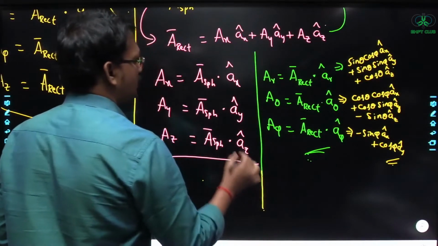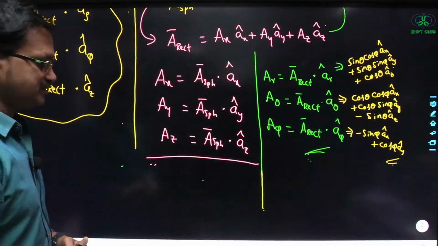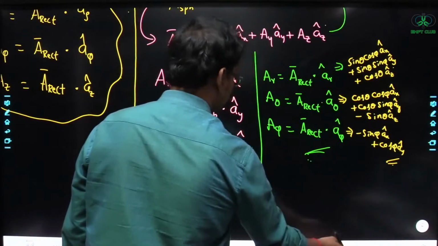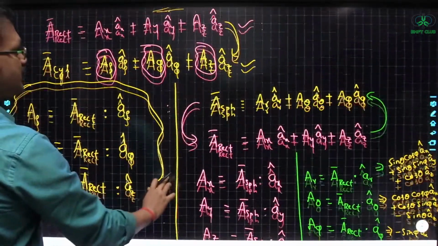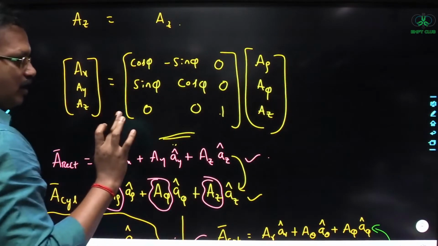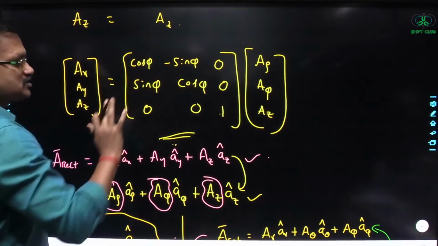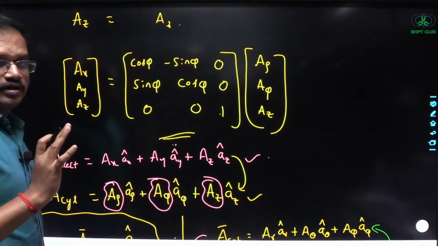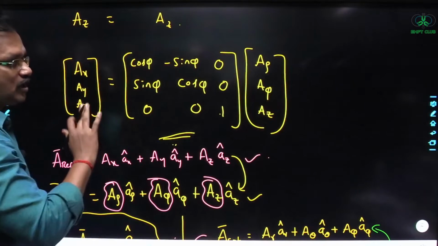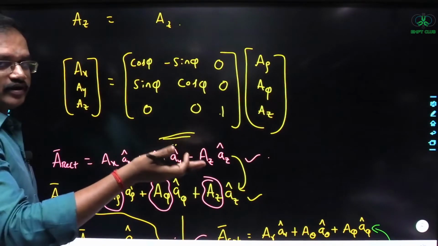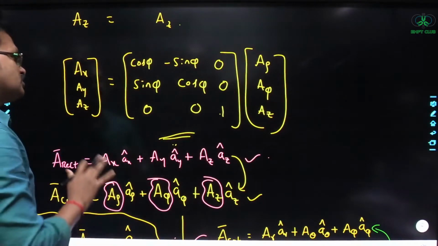So I hope you can do this one here, right? Okay, moving on to the next page. See here, we have represented this in matrix form. I don't prefer to remember this. You should always follow the procedure. That is always the best way to convert from rectangular to cylindrical, cylindrical to rectangular, spherical to rectangular, or rectangular to spherical.